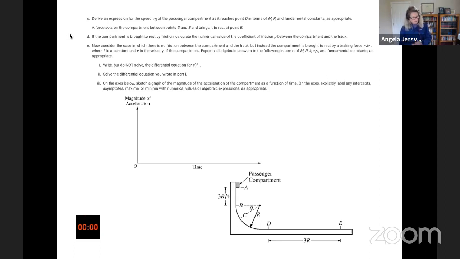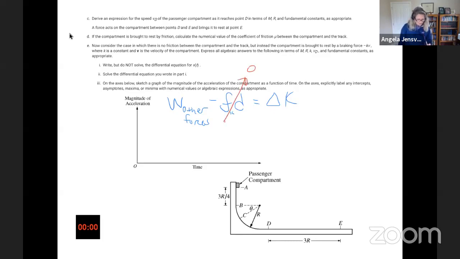Okay, so you want to get the speed of the compartment at D, right? So there's no friction from A to D. So let's just use the same expression we used earlier. So work done by other forces minus kinetic friction times d equals delta K. Okay, well, there is no friction along this section, so this will go to 0.